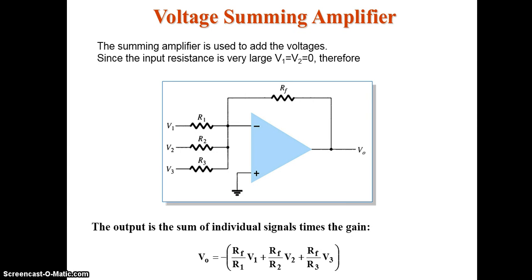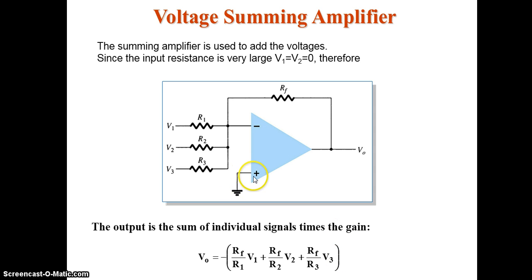Another application of operational amplifier is the voltage summing amplifier. See, this is a circuit diagram of a summing amplifier. It will do the operation of summing, and as it is an amplifier, the output will be the amplified version of your input signals. Normally it is used to add voltages.